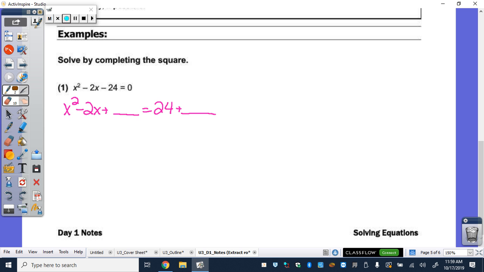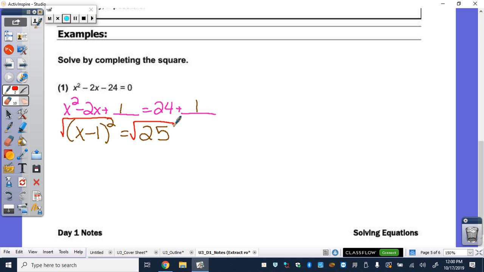So again, as we were saying, we're going to take our b value, which is negative 2, divide it in half. We get 1, and then square 1. And that's what goes on the line. So now we do have a perfect square trinomial, x squared minus 2x plus 1. That factors into x minus 1 squared. On the other side of our equal sign, we get a 25, because 24 plus 1 is 25. So now this is like our first page. My thing that is squared, x minus 1, is by itself.